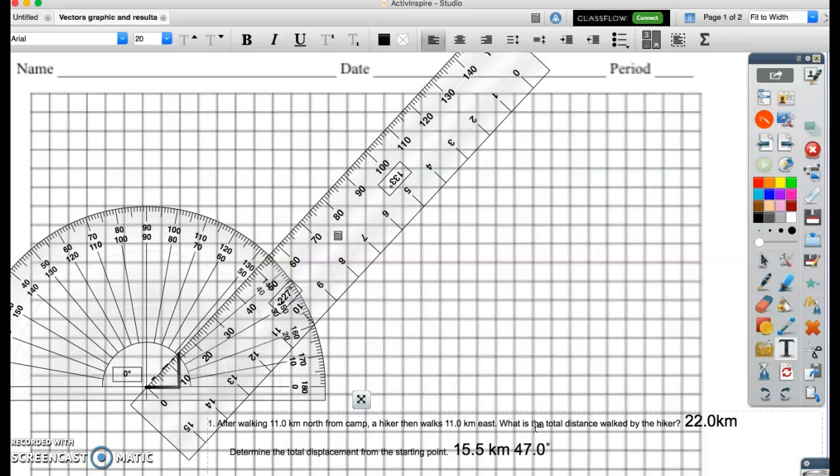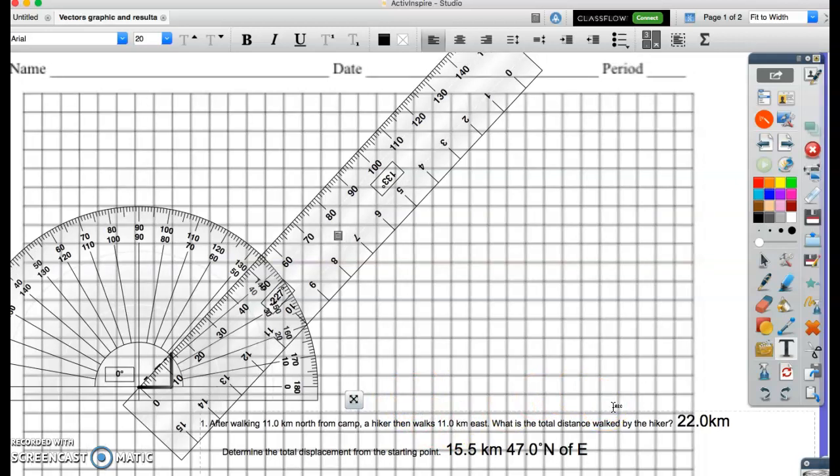Alright, on mine the degree symbol is the option button plus K. I don't know if that works on other computers, but that's what it is on mine. Alright, 47.5 degrees, and it is north of east. So I'm going to put north of east, and that would be my answer for that one.